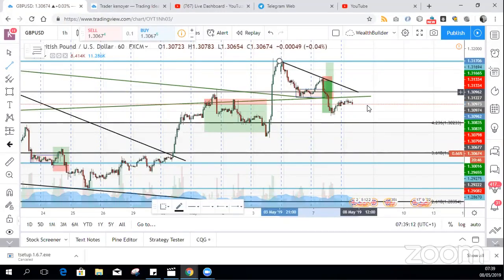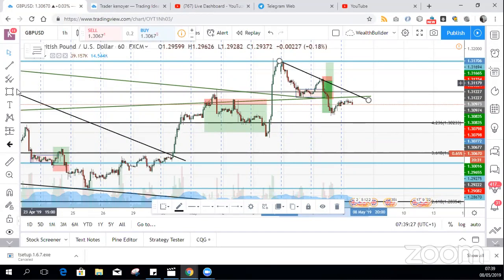Okay, so we see this action happening here. We can look at it as this. We can also look at it as this. Let's see how price reacts in that range. But I think more importantly, let's go down to a 15-minute chart.